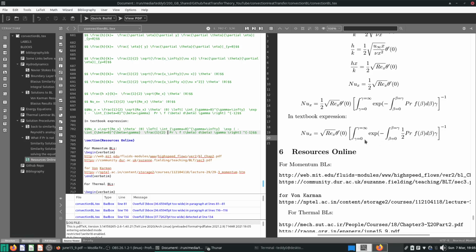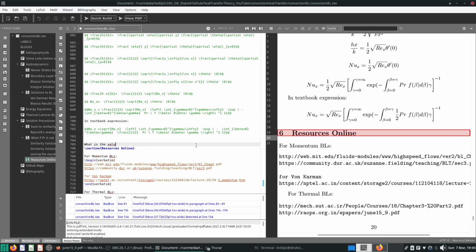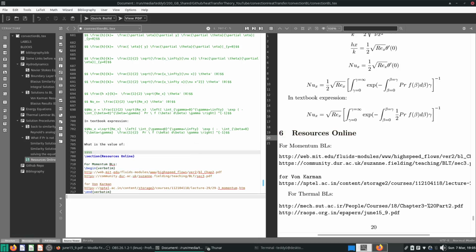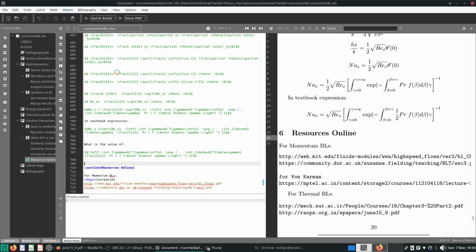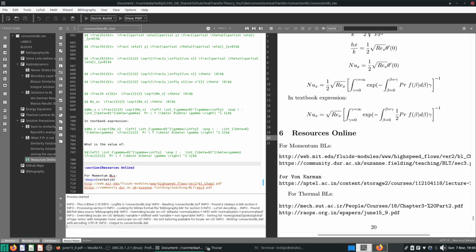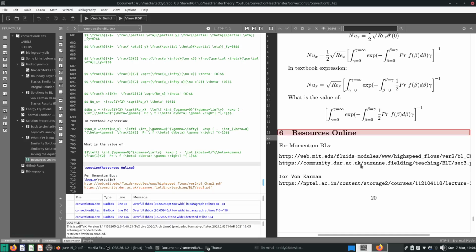Now, getting whatever is in here, I need to get rid of the theta 0. It's like double work. Getting this expression here, what is the value of this whole thing? Thankfully, it has been worked out before by Pohlhausen. Sorry if I butchered the name.